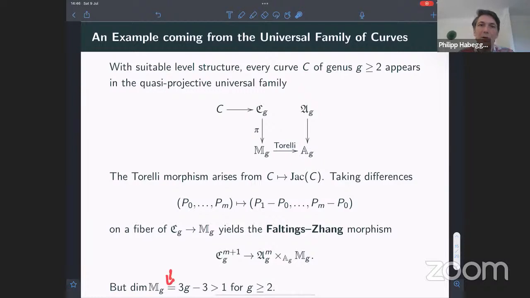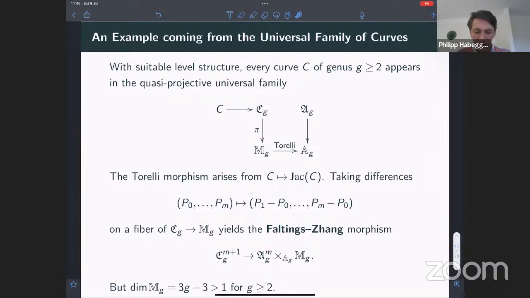I have it here down on the bottom. And this is always greater than 1 for g at least 2. So connecting curves to abelian varieties, you take a curve and attach to the curve its Jacobian. In this diagram, that corresponds to taking a point here and attaching to it its point in A_g. And what is A_g? This is the moduli space of g-dimensional principally polarized abelian varieties with the level structure compatible with the curve. On top of that, we have a universal family of these abelian varieties. So we get a map from M_g to A_g.